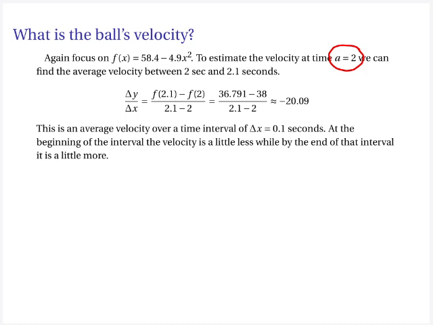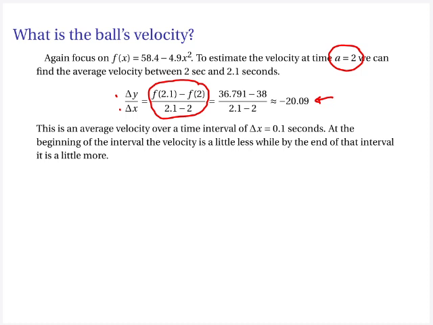I might estimate the velocity by taking the velocity between time 2 and time 2.1. So here we go. Delta y over delta x is the height at time 2 and the height at time 2.1, over time 2 and time 2.1. And again, I get some numbers. It's not especially interesting what the numbers are. I get minus 20.09. I think that's 3 decimal places, so it's minus 20.090, I guess.